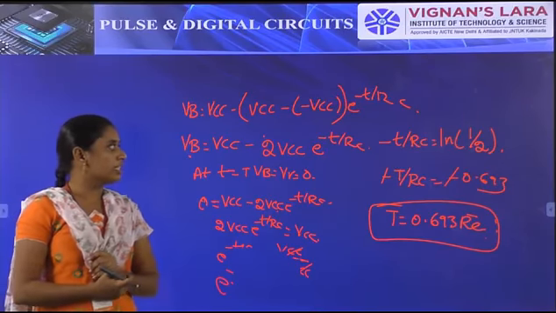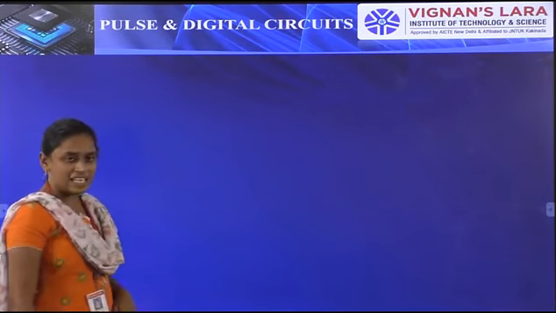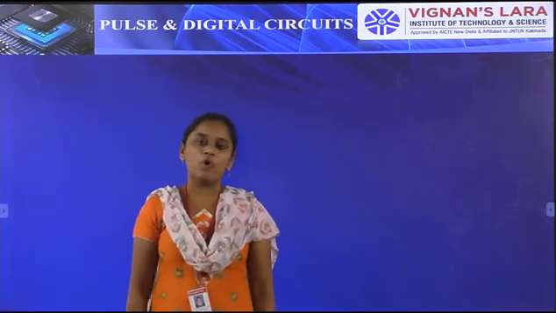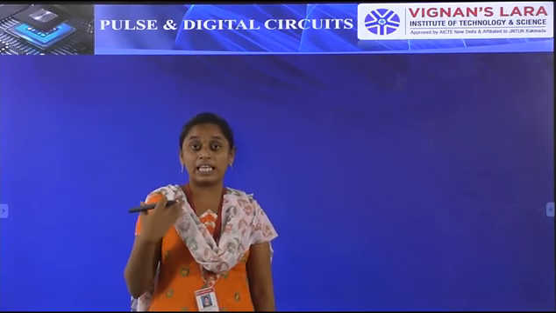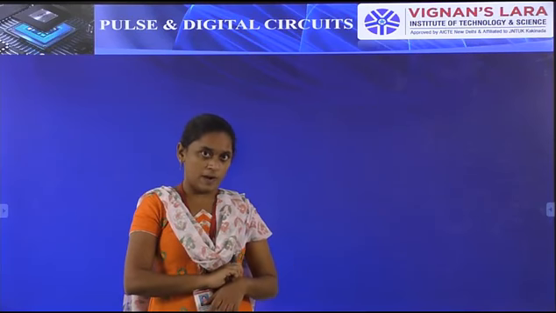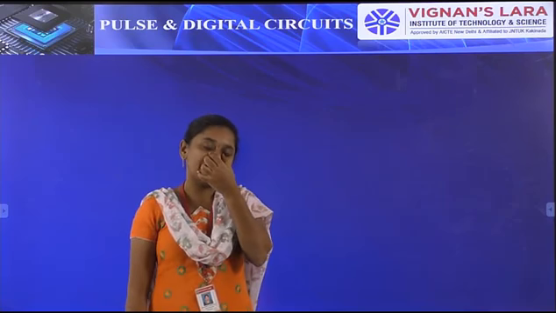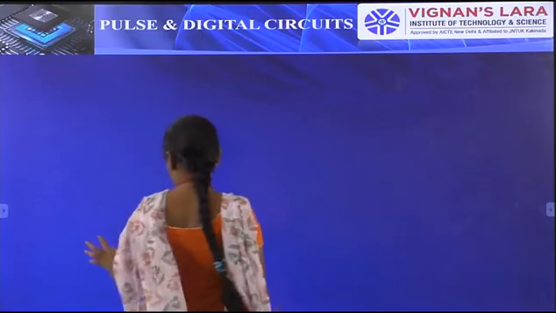So this one is another concept in this unit. And the next one is the application, the major application of the monostable multivibrator. Simply, the monostable multivibrator can be used like a voltage to time converter. How can it be performed like this? Simply we have to check the condition.